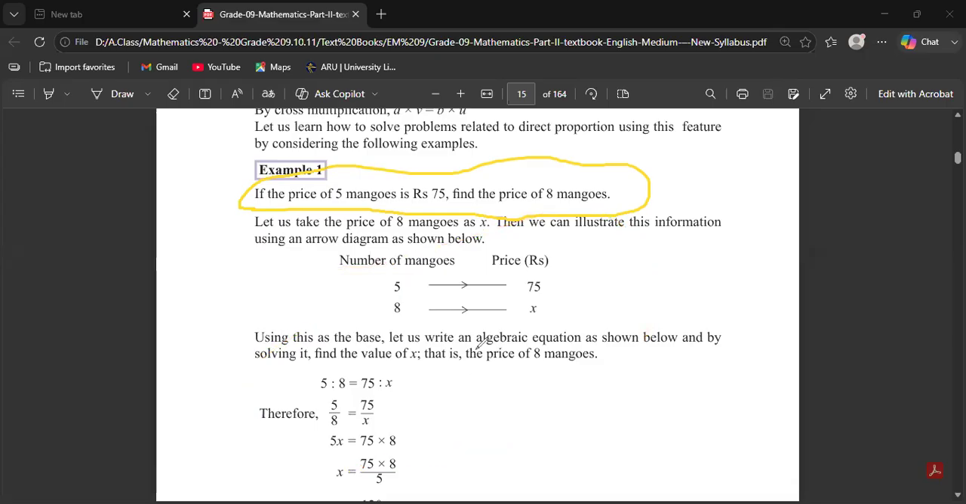Okay, first what you have to do is write an algebraic equation for this one. I'll show you how to do that. I think you all wrote this one. If the price of 5 mangoes is 75, find the price of 8 mangoes.